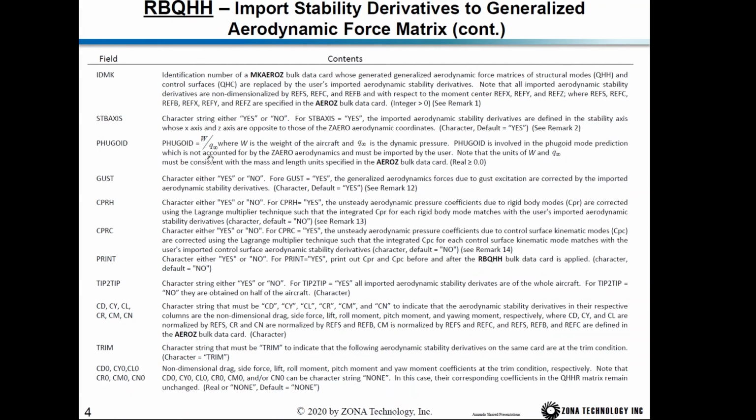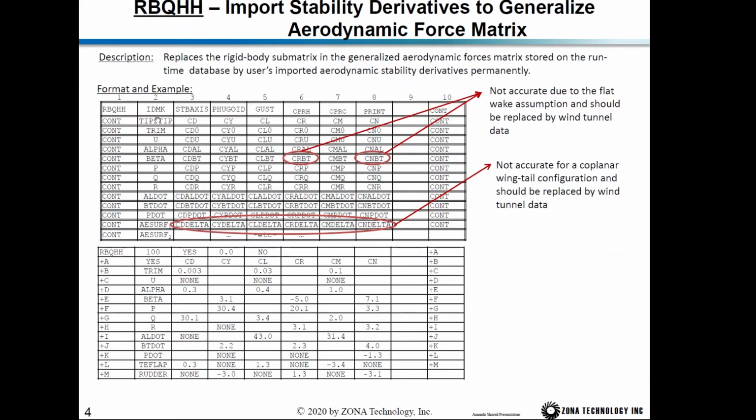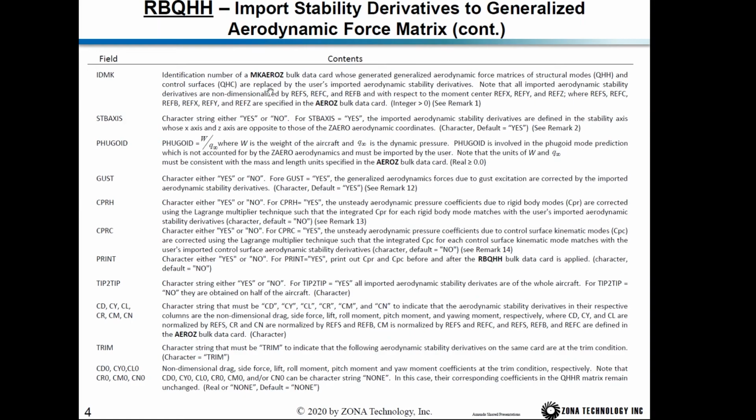So you have an ID MK, and ID MK refers to the MK LZ card, and in this card the computed QHH and QHC of the rigid body mode will be replaced by the input stability derivatives.